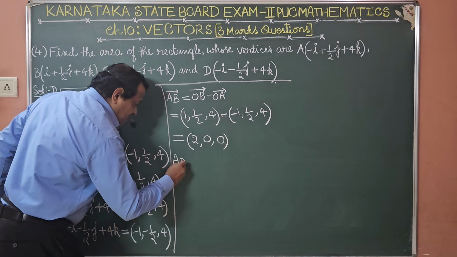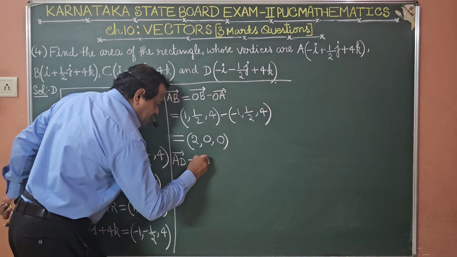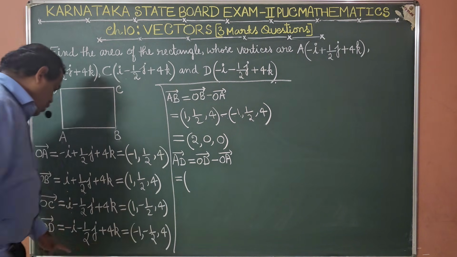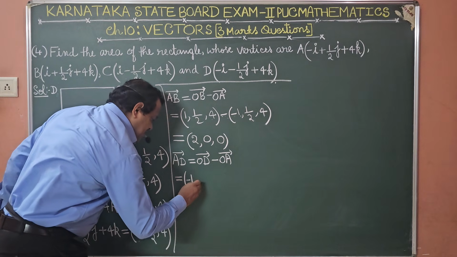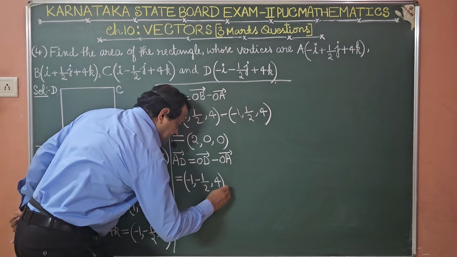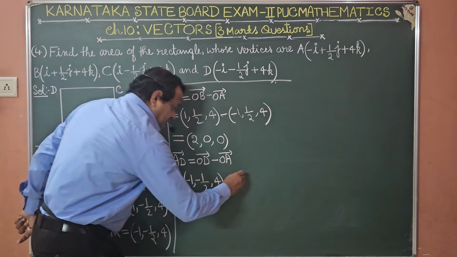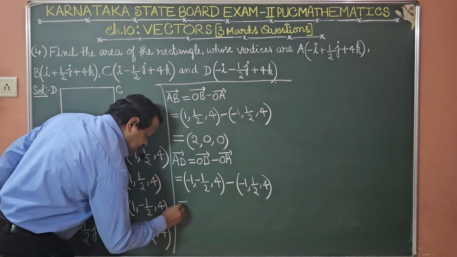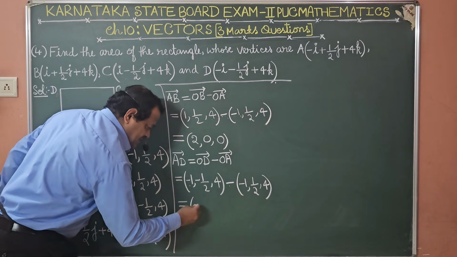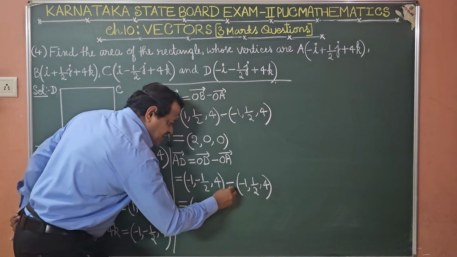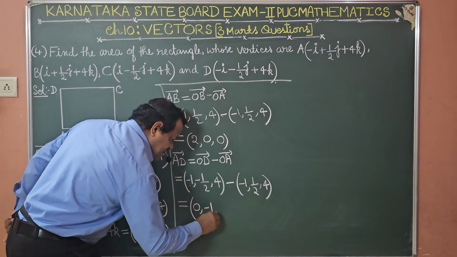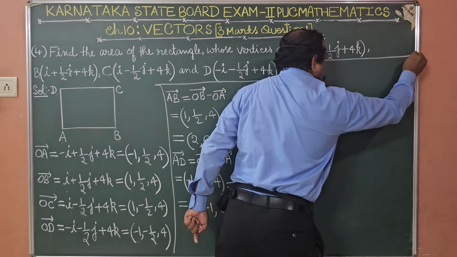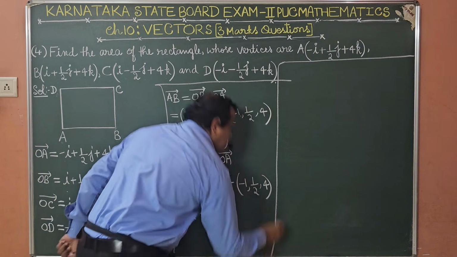So AD vector is equal to OD vector minus OA vector. So OD vector, see over here, minus 1 minus half comma 4, minus OA vector, minus 1 half comma 4, and therefore this is minus 1 minus of minus plus 1, so 0 comma minus half is minus 1, and 4 minus 4, 0. And then I will continue the remaining part of my answer.